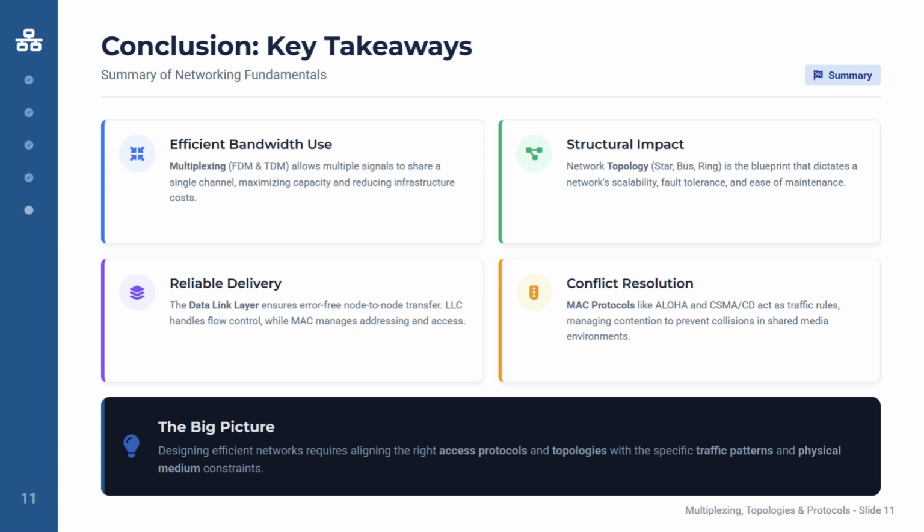Conflict resolution: MAC protocols, ALOHA and CSMA/CD, act as traffic rules, managing contention to zap collisions in shared environments, from pure ALOHA's Wild West to CSMA's refined highway. The big picture: designing killer networks demands aligning protocols and topologies to traffic patterns and mediums. Bursty web: statistical TDM plus slotted ALOHA. Constant voice: sync TDM plus star. Constraints like cost or scale: bus or ring tweaks. You've got the fundamentals.